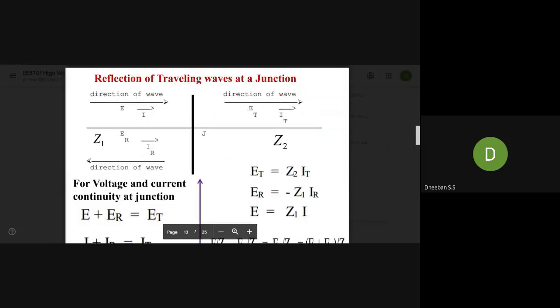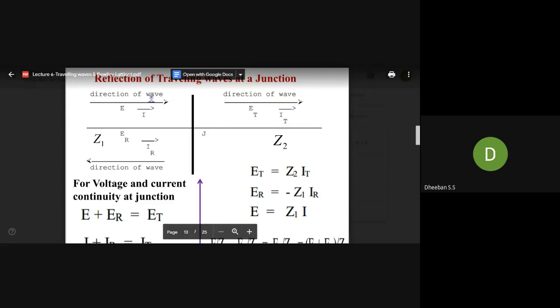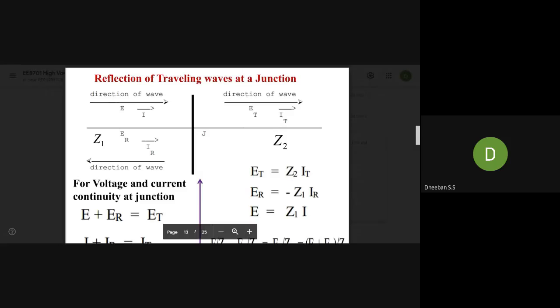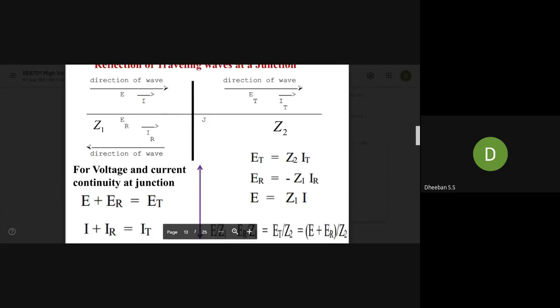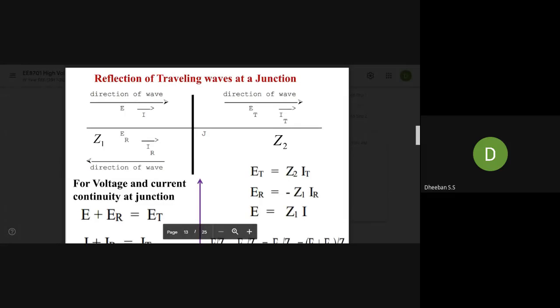So next we will be going into the reflection. Direction of wave. So here they are giving the direction of waves over here. So if this is the bus, okay, here junction. In general in PSA you might have studied bus, so here they have taken it as a junction.